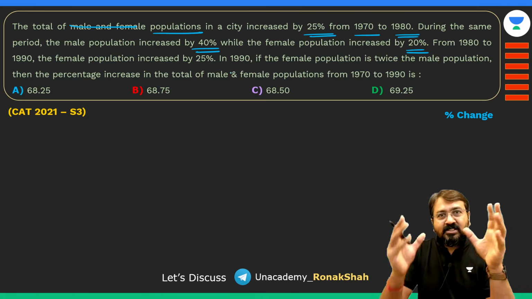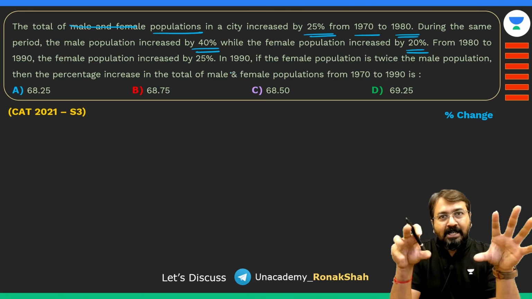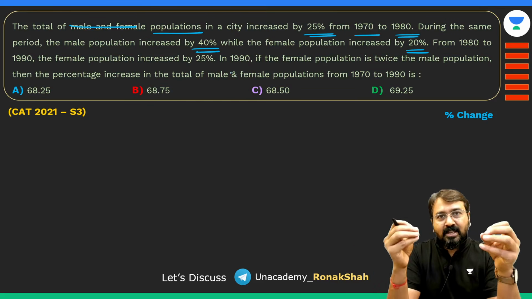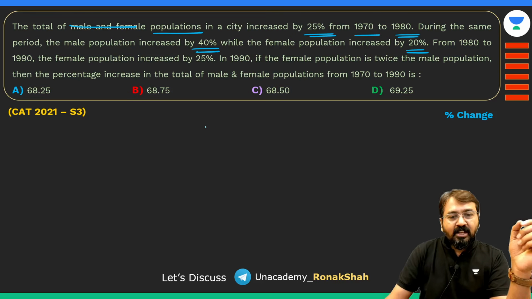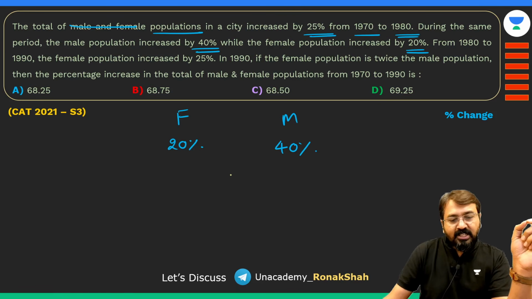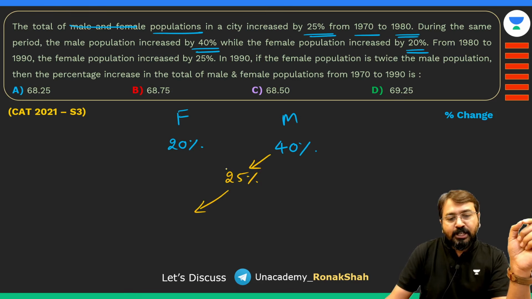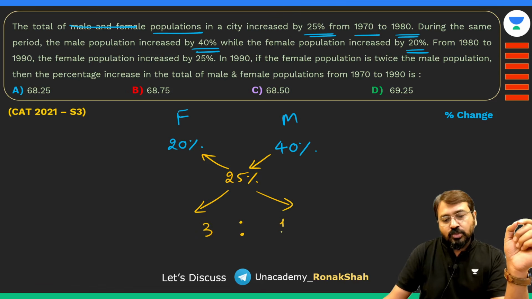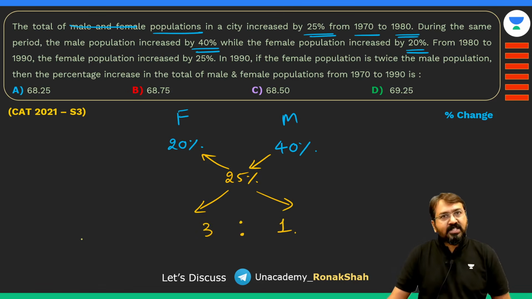When you come across these three values which are forming a pattern like three tires of a rickshaw, guys, it's a mixture allegation, isn't that? Okay, so can I say female population has increased by 20% and male population has increased by 40%, and because of this overall population increases 25%. So I can straight away find out female to male ratio. So this ratio will come out to be 3:1. Yes, this is the first step of this question.